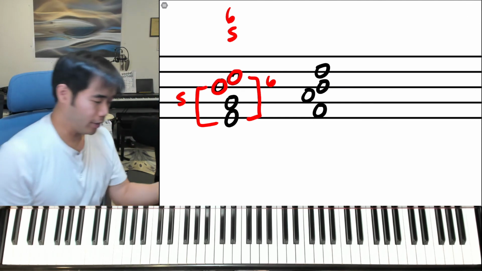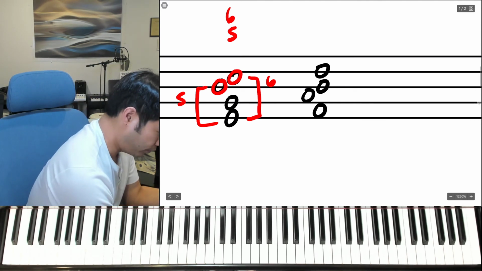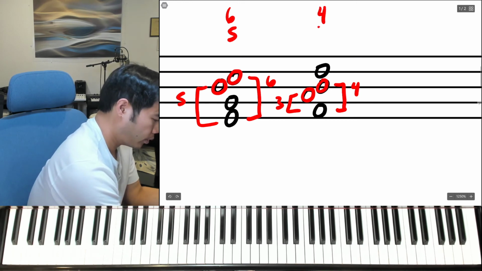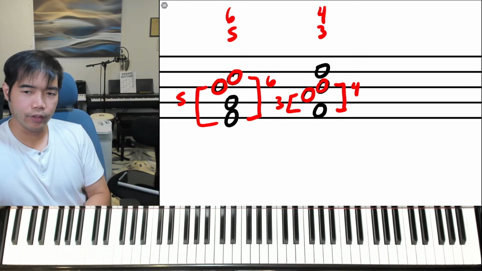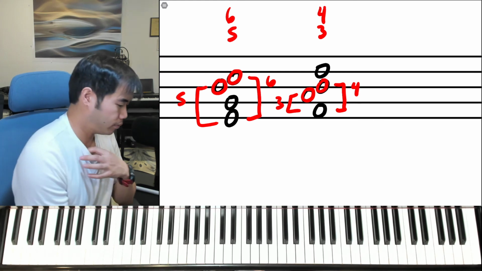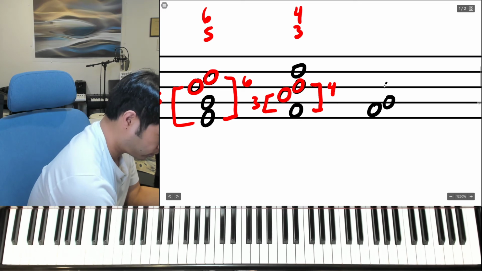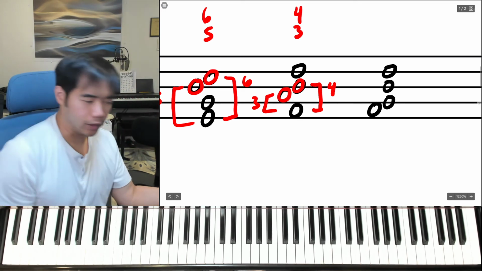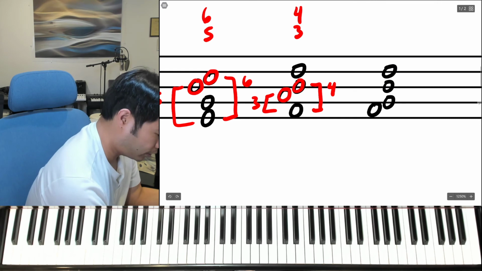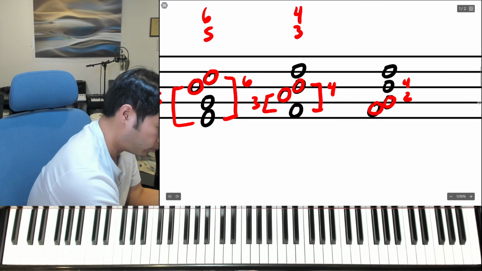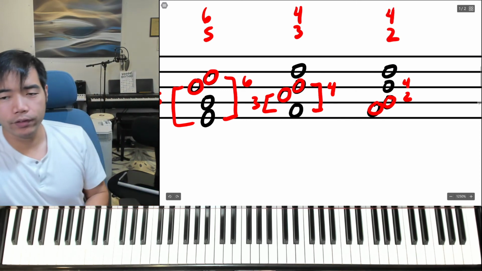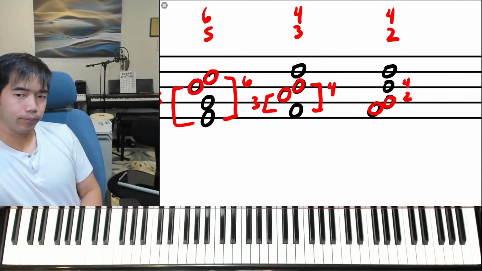Let's take another example. Where is the second? Here. Well, the second is in the middle. If it's in the middle, you're dealing with a 4, 3. Second inversion, 7th. 5th in the bass. Let's take another example. Where is the second? Well, the second is here on the bottom, which means you're dealing with a 4, 2. Third inversion, 7th. 7th in the bass.